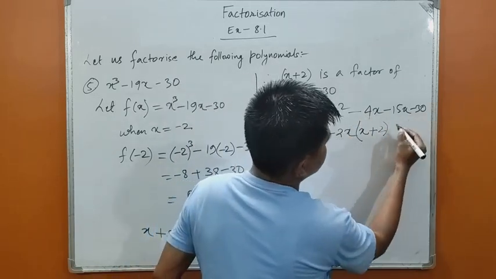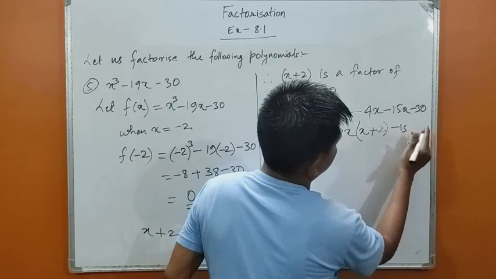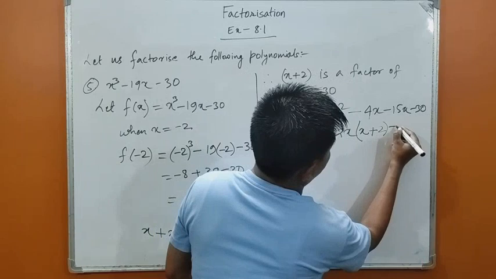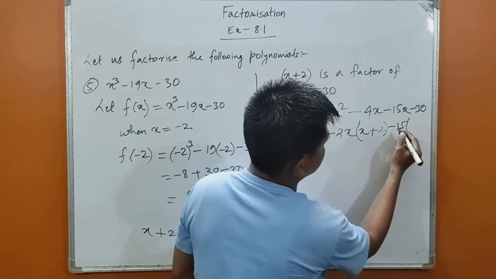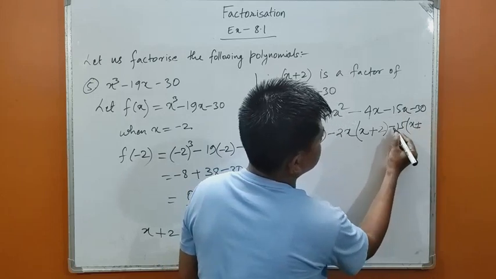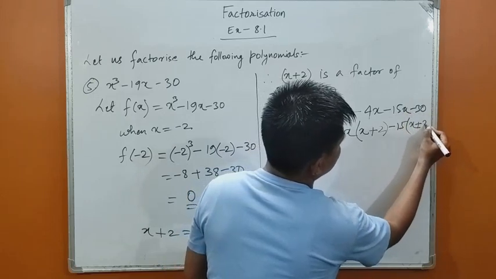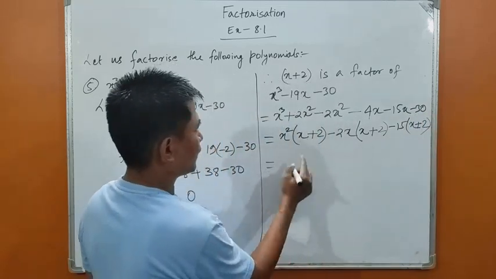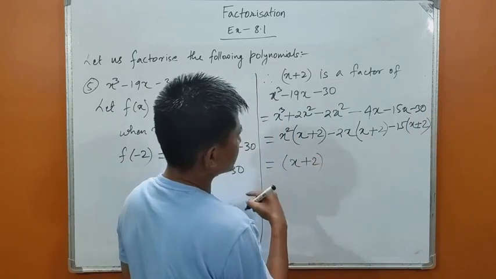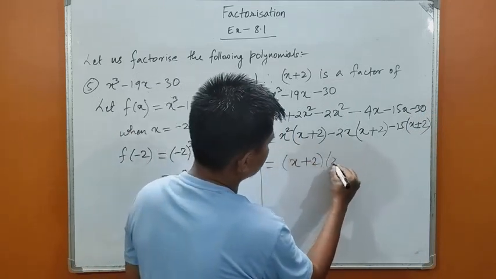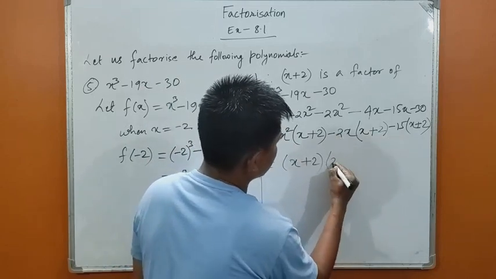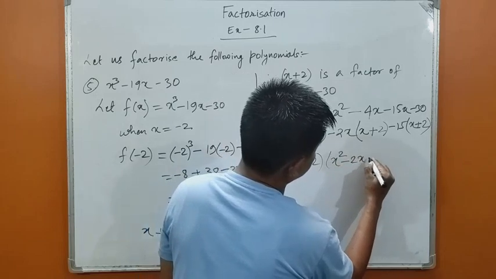So from these two numbers, let us take minus 15 common. Okay, minus 15 common. So within the bracket remains 15 into x becomes 15x, minus into plus becomes minus. 15 2s are 30, isn't it? So x plus 2, x plus 2, x plus 2, let us take x plus 2 common. So within the bracket remains x square minus 2x minus 15.